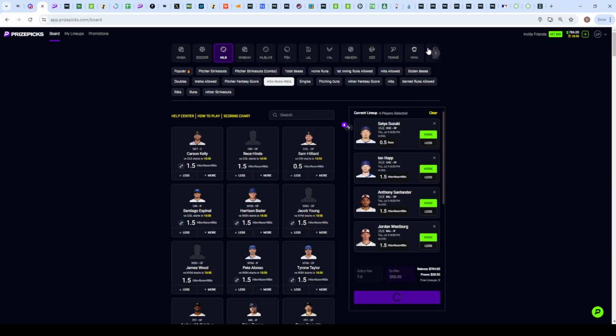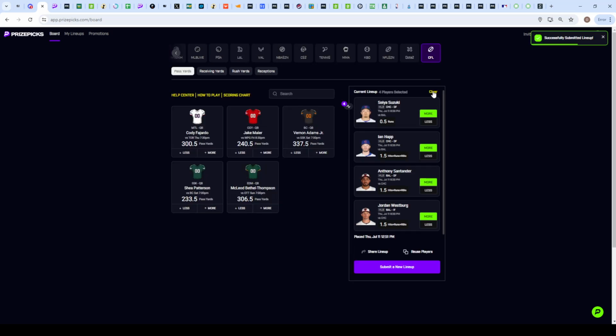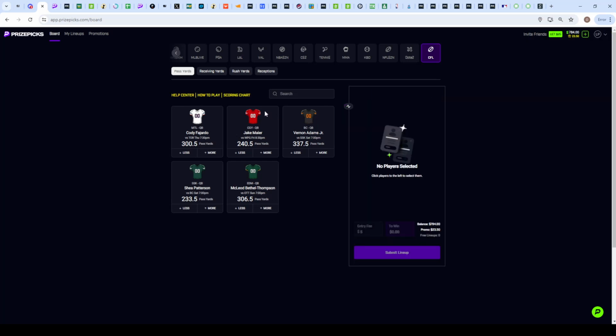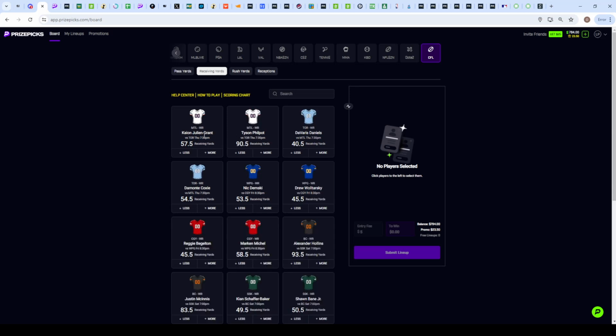Now I want to show you what the best play is over in CFL. I love CFL because it's also a very correlated play. Tonight we have one quarterback on the board. They did not put up the Toronto one. We got Cody at 300.5 passing yards, and we have 2 of his receivers, Julian Grant here at 57.5, and we also have Tyson at 90.5 receiving yards.